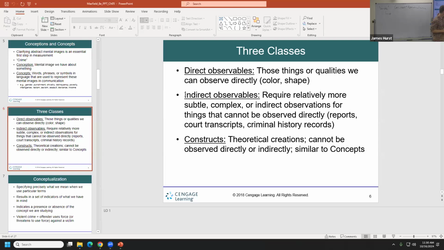Constructs. Theoretical creations. Cannot be observed directly or indirectly. What that means is that's something that we've put together. When we start getting into scales and that kind of stuff, that's where we really start to think about it in a tangible sense. Have you heard the phrase reification? Okay. Reification is a phrase that I'll throw around in one of these chapters frequently too. Basically, that's when we take constructs and we start treating them like real things.